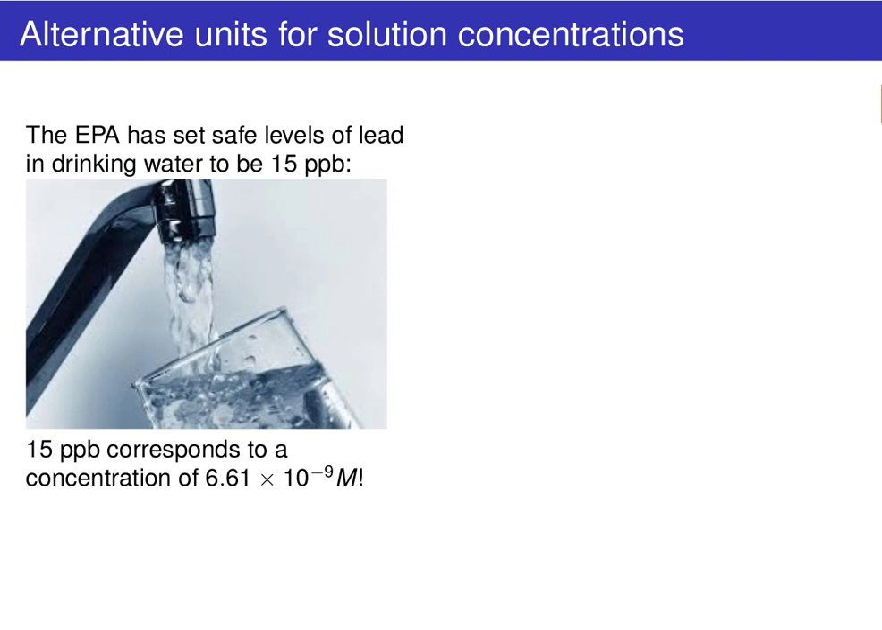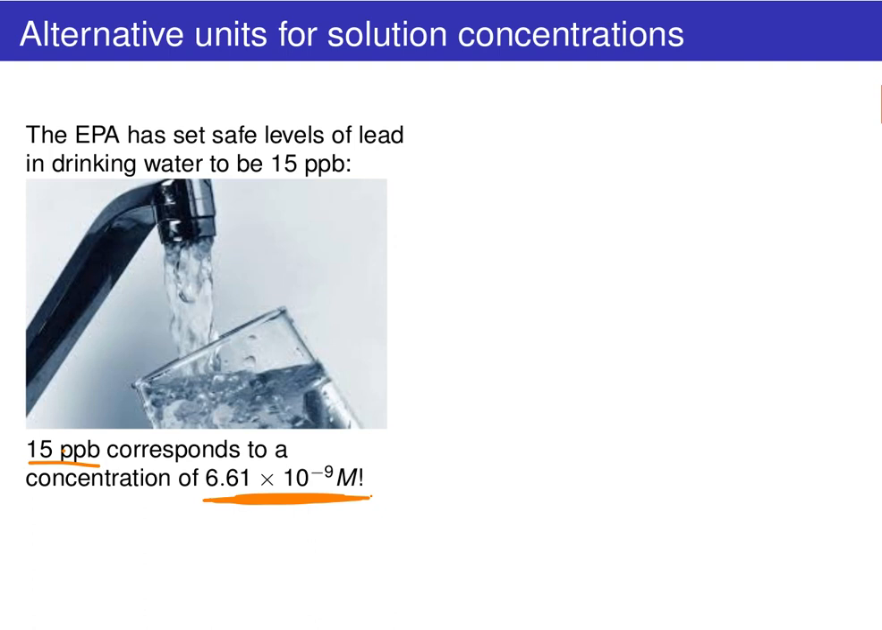So for example, if you look at the safe levels of lead in drinking water, those have been determined by the Environmental Protection Agency to be 15 parts per billion. You guys might have heard this term, parts per billion, being thrown around. If you were to express this same value of 15 parts per billion in our typical units of molarity, we would have this very tiny value, about 6.61 times 10 to the minus 9 molar. Obviously, working with a value of 15 is a lot nicer than 6.61 times 10 to the minus 9. So that's our first extreme.